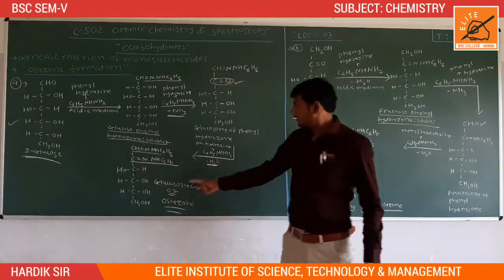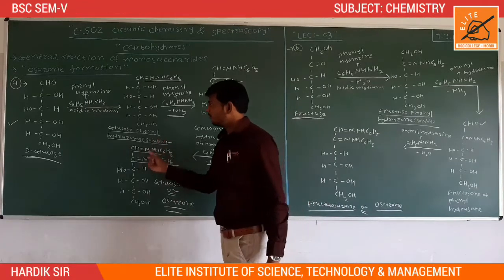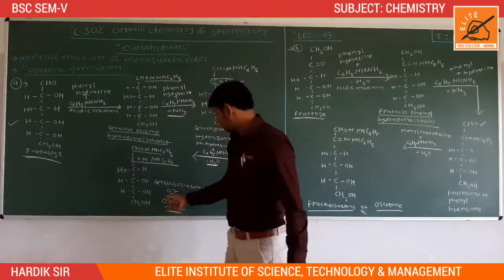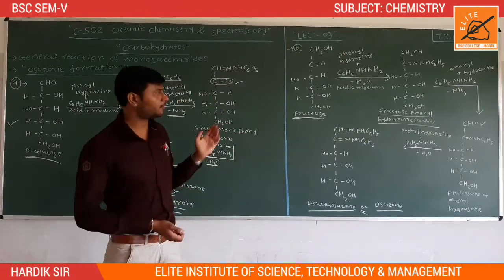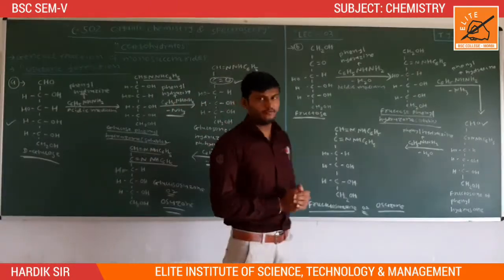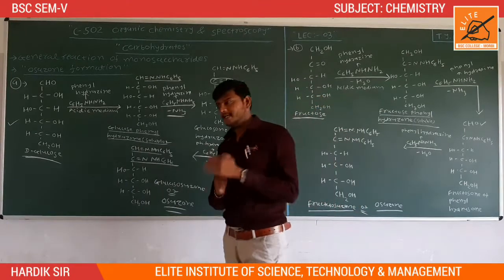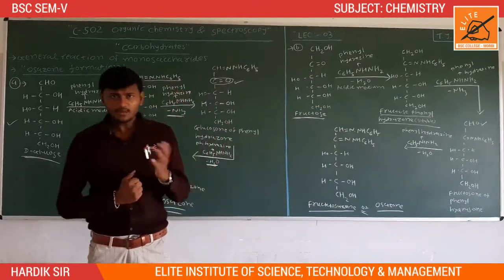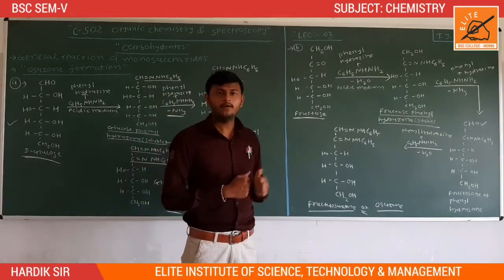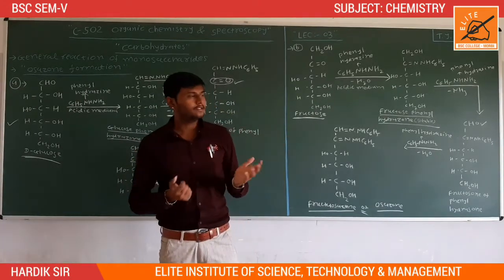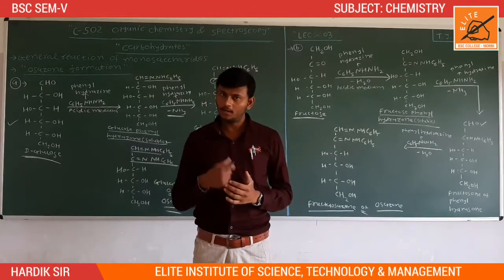And osazone formation produced from the glucose is called glucosazone. So it is the formation process of an osazone with various types of reagents and molecules like D-glucose and fructose. So this is the formation process of the osazone.